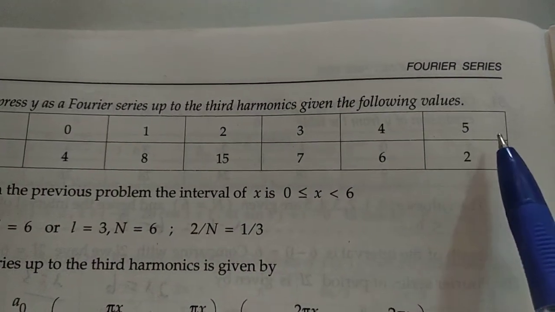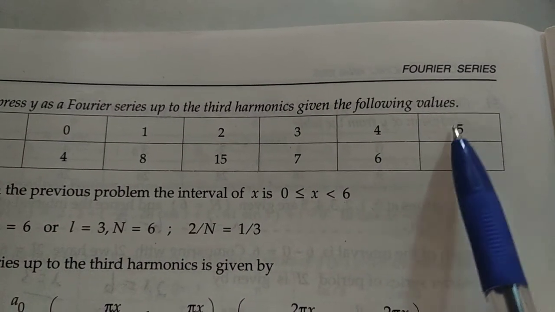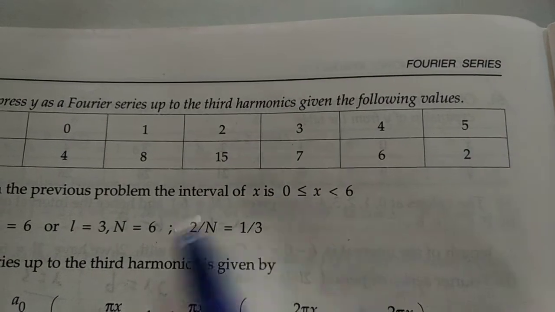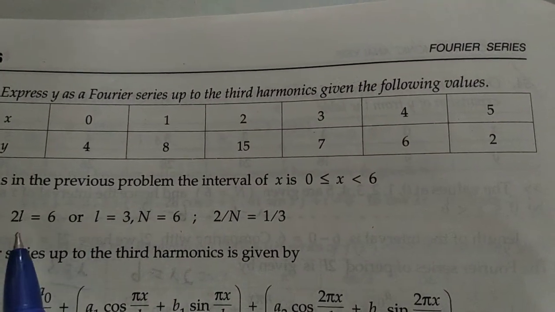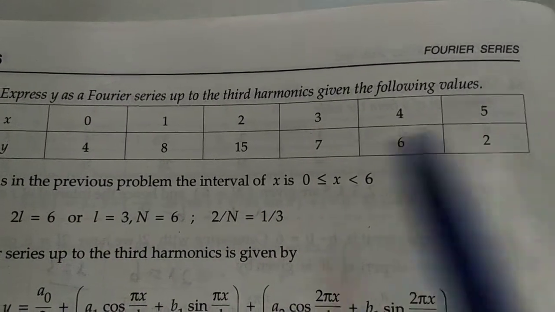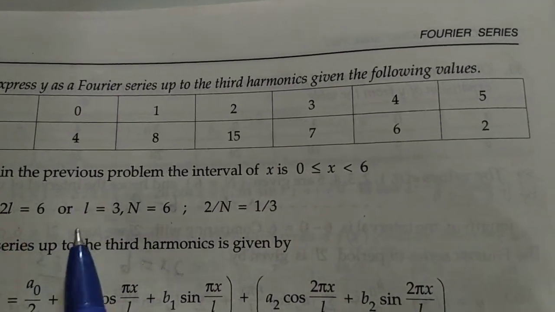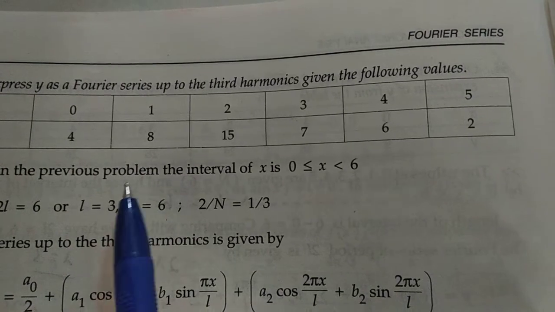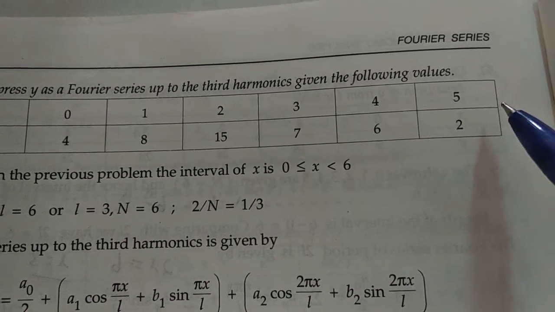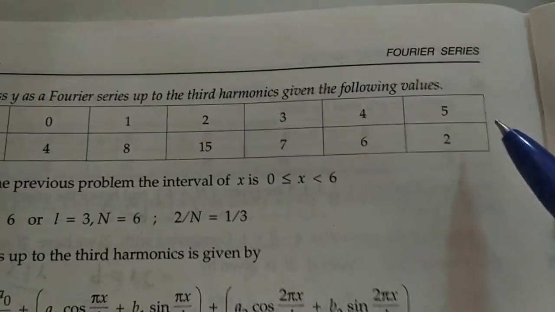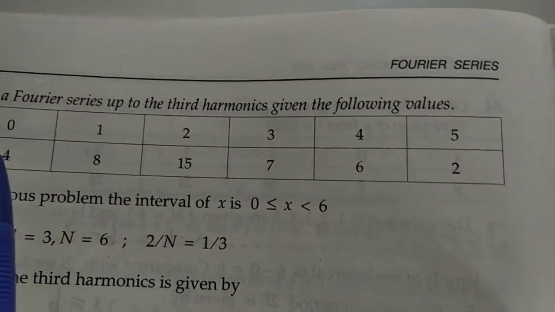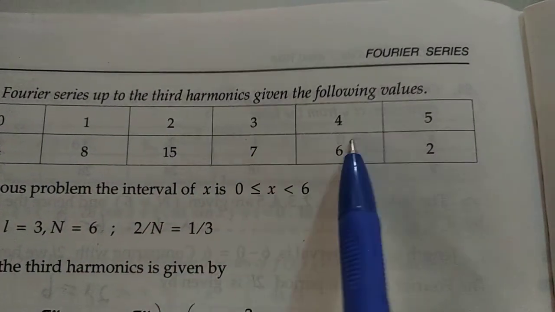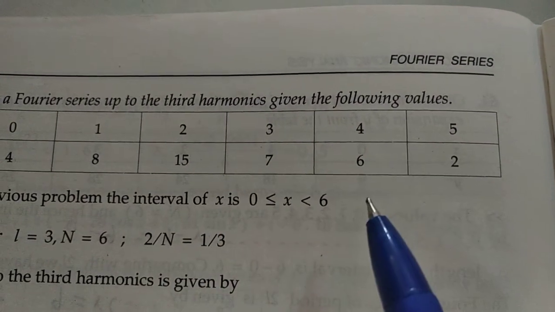So you have to make it even. Suppose odd is given, you have to make it even because you are comparing with 0 to 2L. So then 0 to 2L is equal to 6, and 2L is equal to 6, so L is equal to 3. Suppose it's given as 6, that is correct. Suppose odd values are given, then you have to make it even. So here n is equal to 6. The number of points is 1, 2, 3, 4, 5, 6, so n is equal to 6.